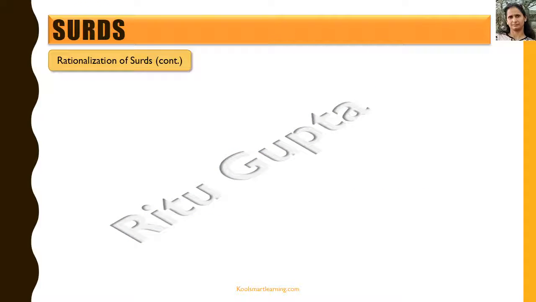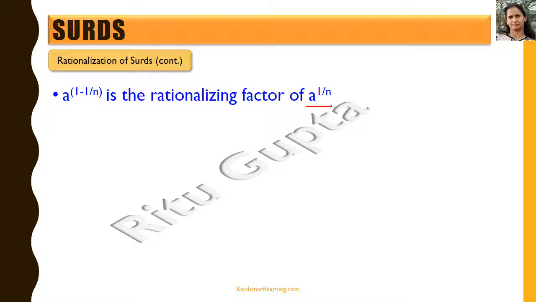Now let's see how we do rationalization of surds with the help of some examples. If we have a surd of the type a raised to power 1 by n, so we are saying nth root of a, now if we multiply this with a raised to power 1 minus 1 by n, it becomes a rational number. Let's see how it becomes.